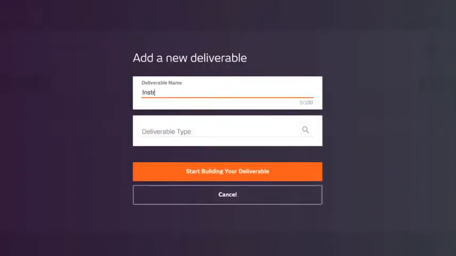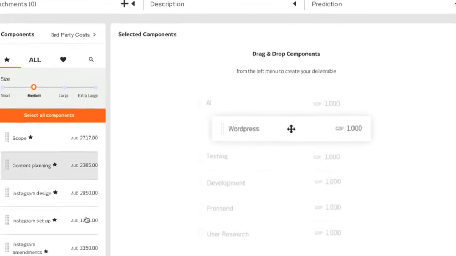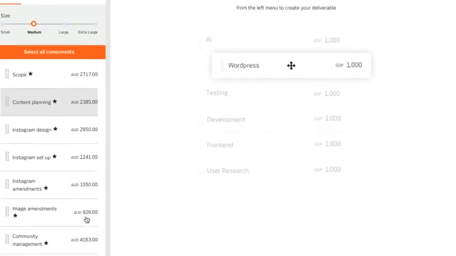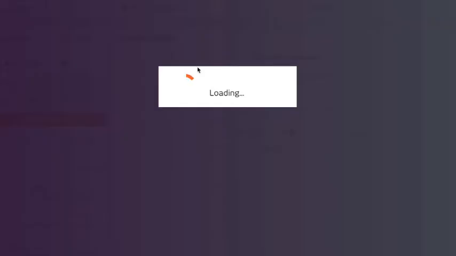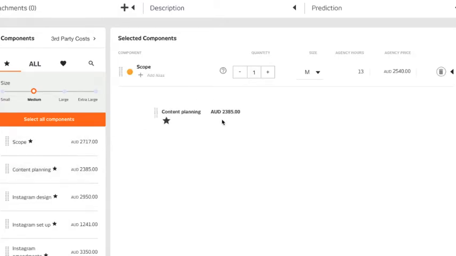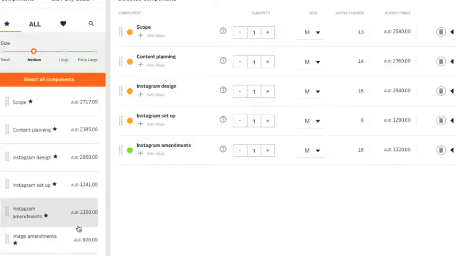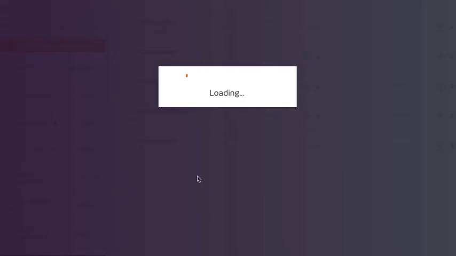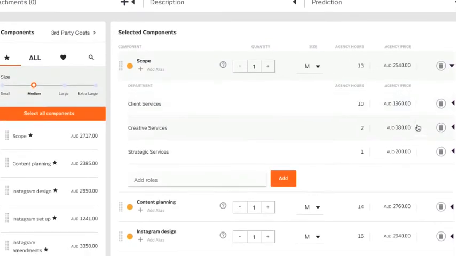For example, let's take a look at a simple Instagram campaign. I look for the deliverable in Scope, and by selecting it, it shows us the different components we should be estimating to create this deliverable. These are down the side. We select which components we want to include in this deliverable by dragging and dropping the components over to the right-hand side. By doing that, we get the average hours for each component, including the roles required to complete that component.